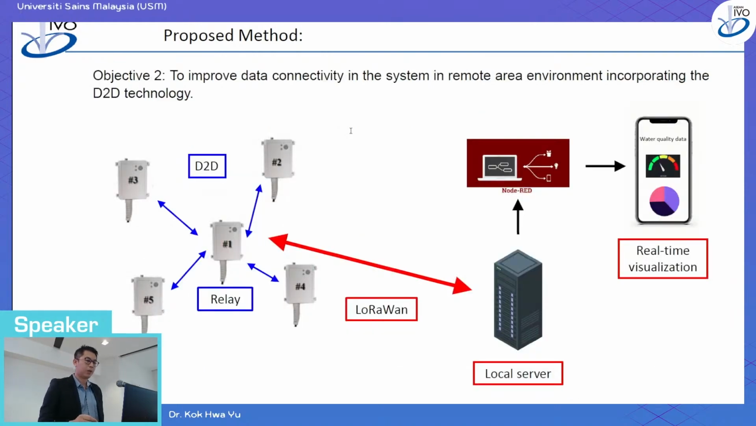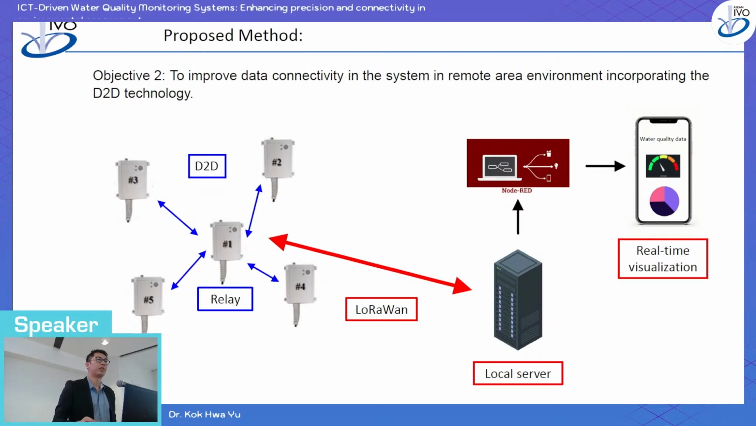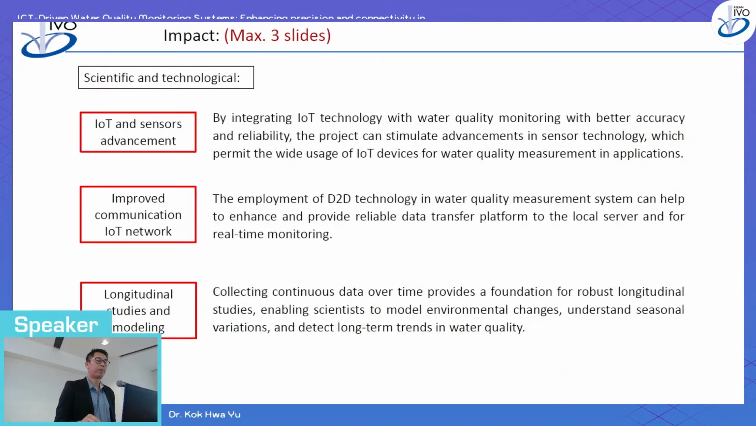For objective number 2, we try to improve the data connectivity. What we propose is to use D2D technology to communicate from device to device, and pass the data from the relay to the server using LoRaWAN. From the server, we can upload to real-time monitoring using the Node-RED platform.